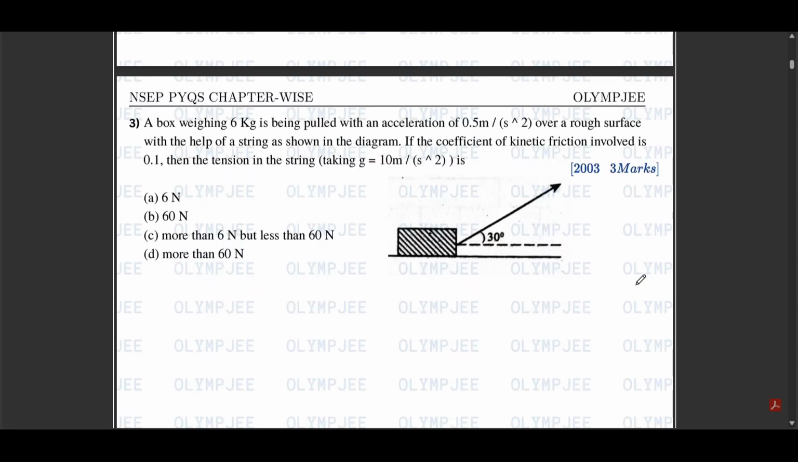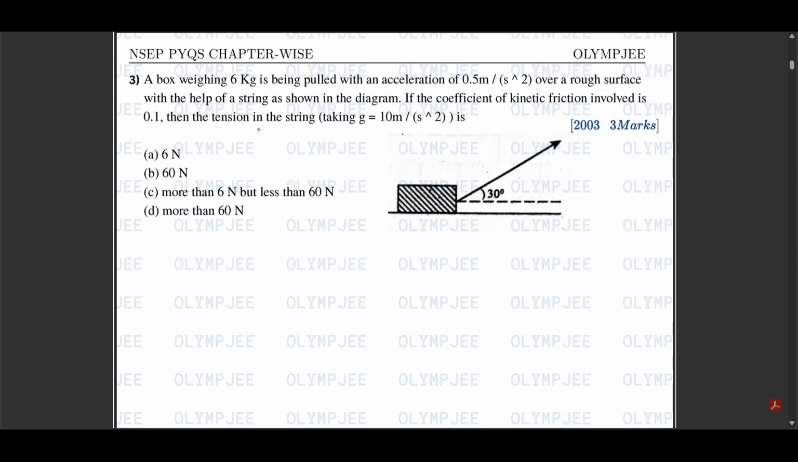So now moving on to question 3, it says a box weighing 6 kg is being pulled with an acceleration 0.5 meter per second squared over a rough surface with the help of a string as shown in the diagram. If the coefficient of kinetic friction involved is 0.1, then the tension in the string is. Okay, so this is the tension in the string. So this will be T cos 30, which is T root 3 by 2, and upwards there will be tension component T sin 30, which is T by 2, and normal will be acting upwards and mg will be downwards, and there is friction also, so friction will be in this direction.